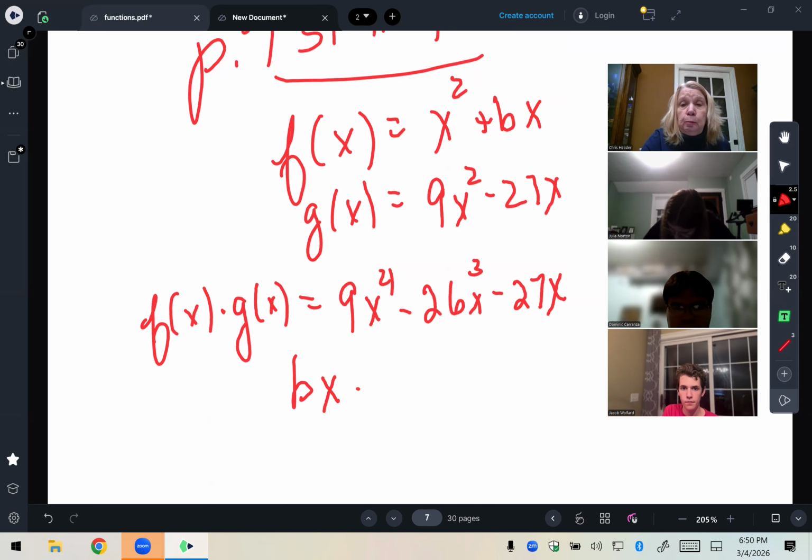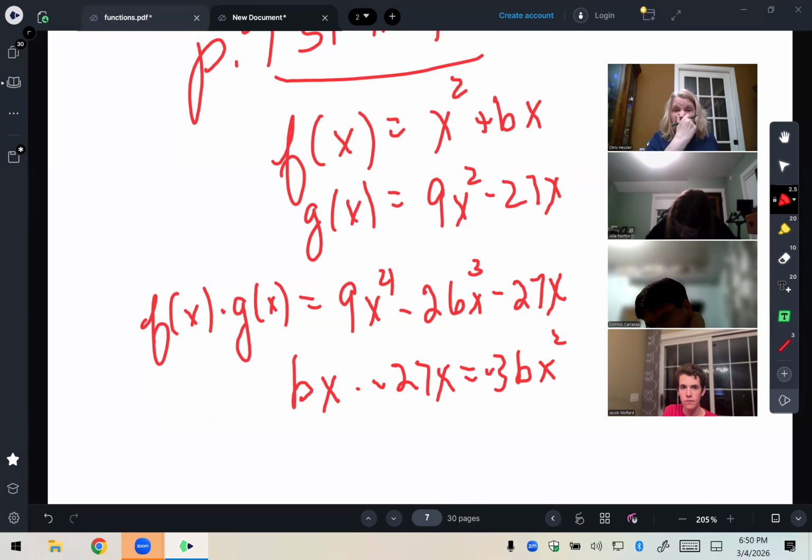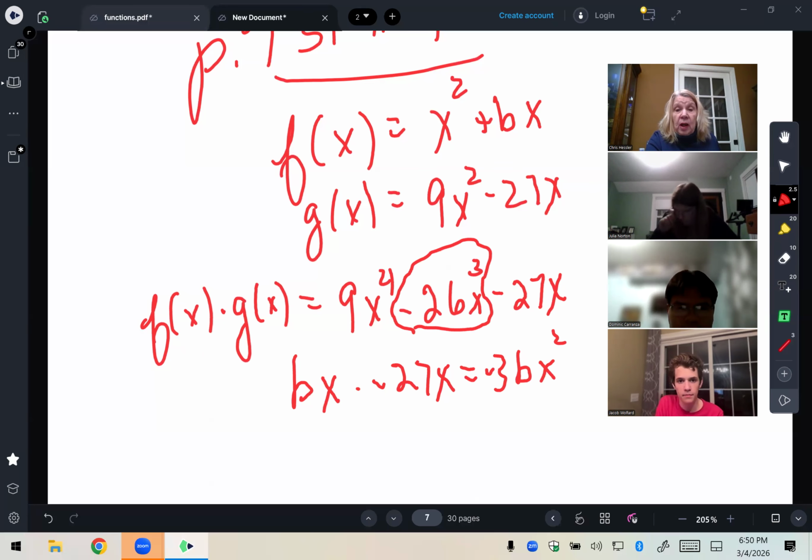bx times negative 27x, that's the only way we're going to get negative 3x squared. You see that? Now take a second, see if that makes sense. Because I want to get this number, negative 3x squared. Where did you get that b? So all I was saying is that, here, this times this is going to equal this.